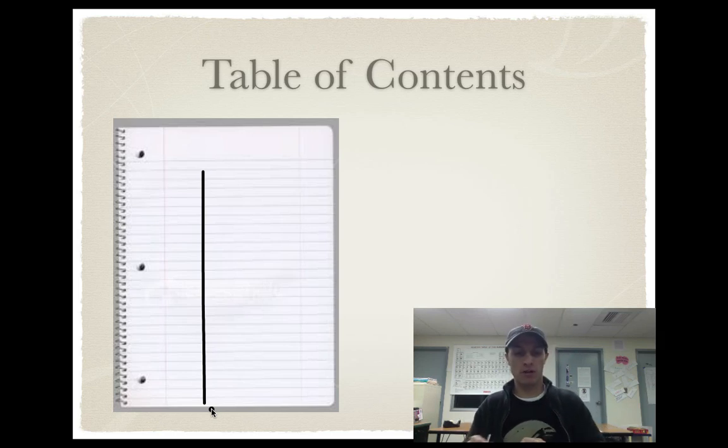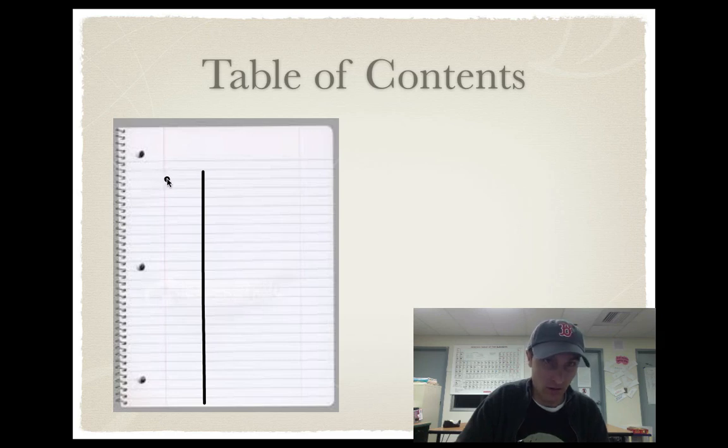Okay, and then we're going to make a horizontal line about 2 lines down there, and then nice straight across like this. All right, over on this side, it's going to be the page number. Sorry, this pen isn't the best. And over here, it's going to be the topic.